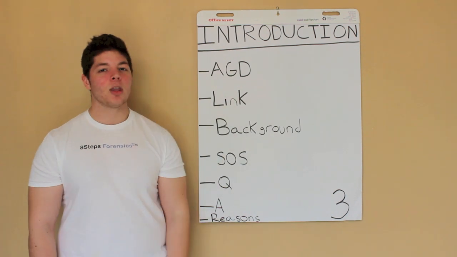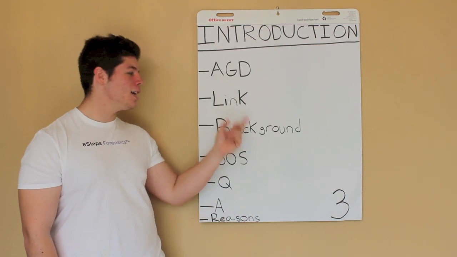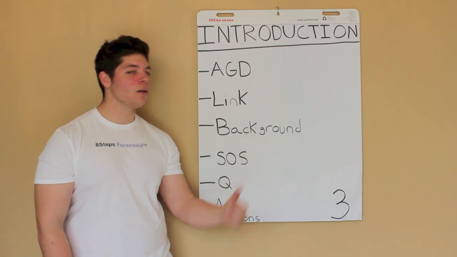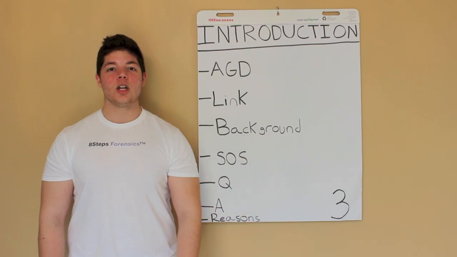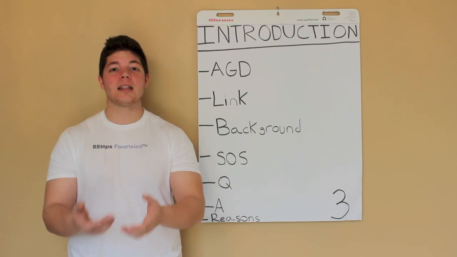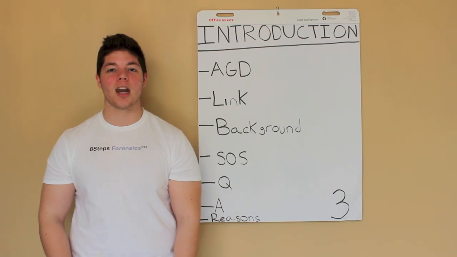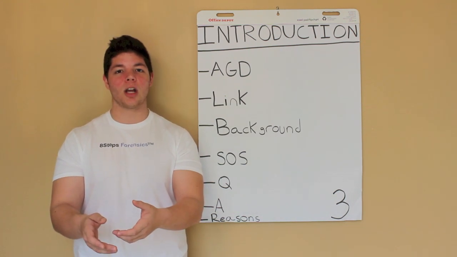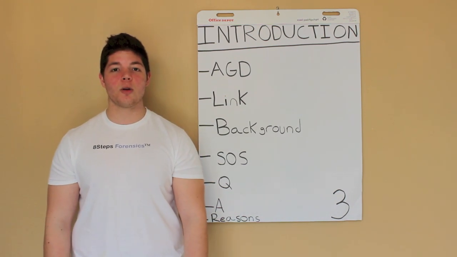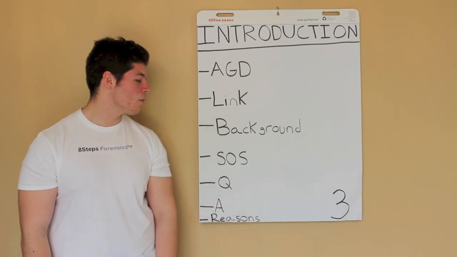Then you have your link. Your link is just to tie your AGD into the background. The background is, just as it sounds, the background information on the question. So if you're going to talk about the housing market, you talk about the background information on the housing market. You can talk about the 2009 economic recession and how it impacted the housing market, and general background knowledge that should be known before addressing the question itself.